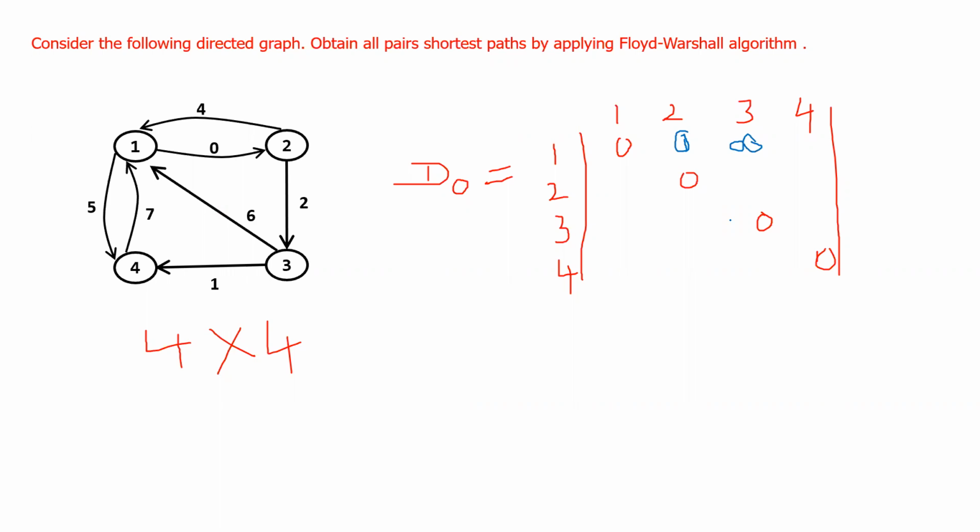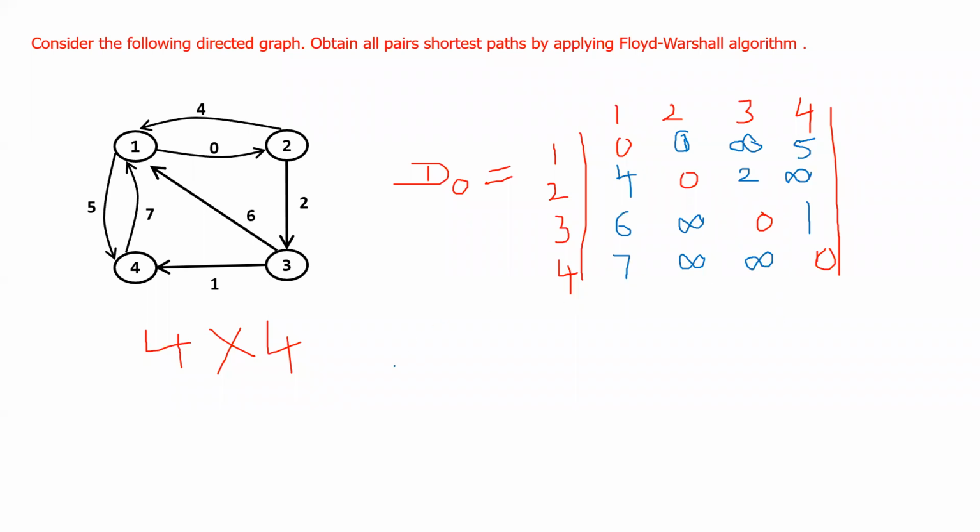Distance from 1 to 4. There is a direct edge between 1 and 4 with value 5. 2 to 1, the distance is 4. 2 to 3, there is a direct edge with weight 2. 2 to 4, there is no direct edge, so I'll place an infinity. 3 to 1, there is a direct edge with weight 6. 3 to 2, there is no direct edge. 3 to 4, there is a direct edge with weight 1. 4 to 1, the distance is 7. 4 to 2, there is no direct edge, so the value will be infinity. 4 to 3, there is no direct edge, so the value will be infinity.